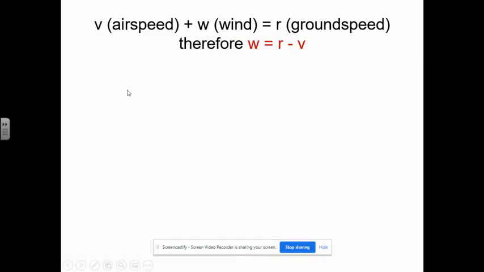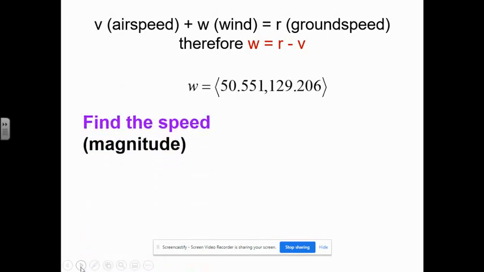Again, the plane plus the wind is the resultant, so that means the resultant minus the plane is equal to the wind. If we do that on math, we get a wind vector right here, and then we want to find the wind speed. We take the magnitude, which is the square root of the first component squared plus the second component squared. Take the square root, and you get the wind speed at 138.74 kilometers per hour.